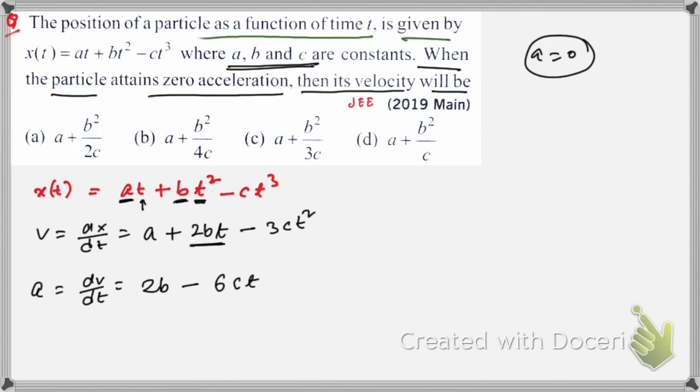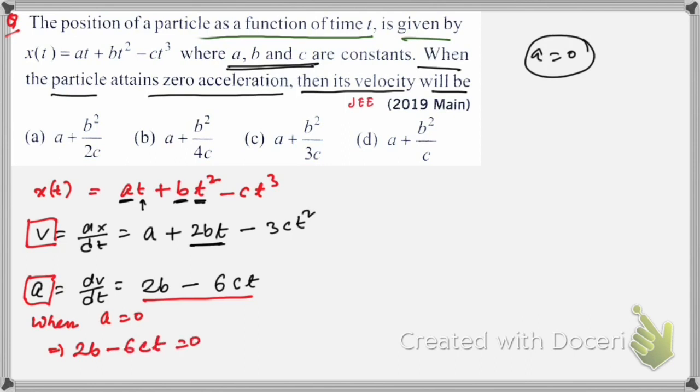So we need to find velocity. We need to find velocity when a is equal to 0. When a is equal to 0, so we have got this is a, so we can write 2b minus 6ct is equal to 0. And if you simplify this, just wait.